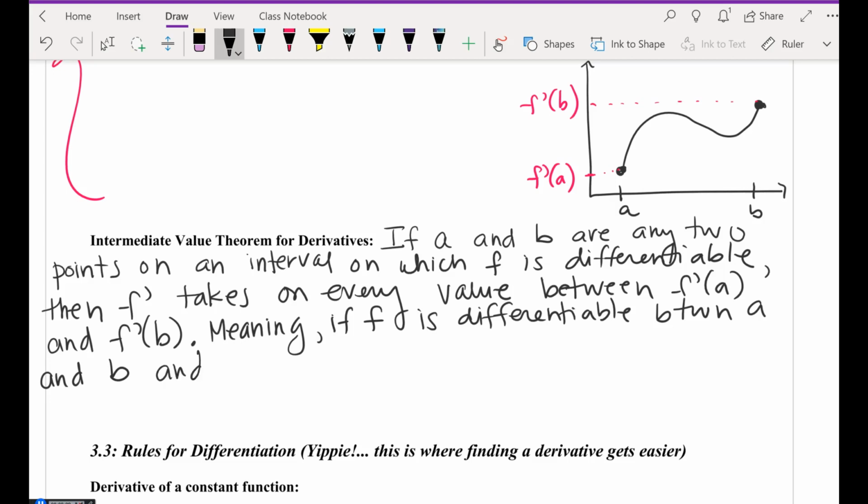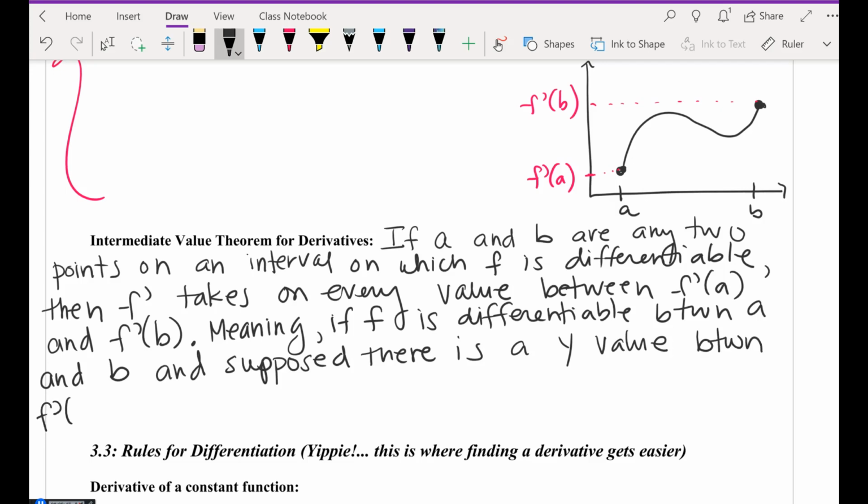and suppose there is a y value between f prime of A and f prime of B. Oops, f prime of B. So let's go and find a y value.